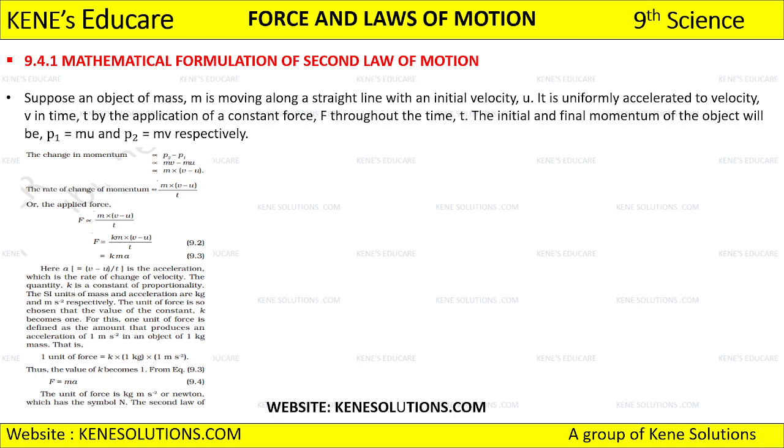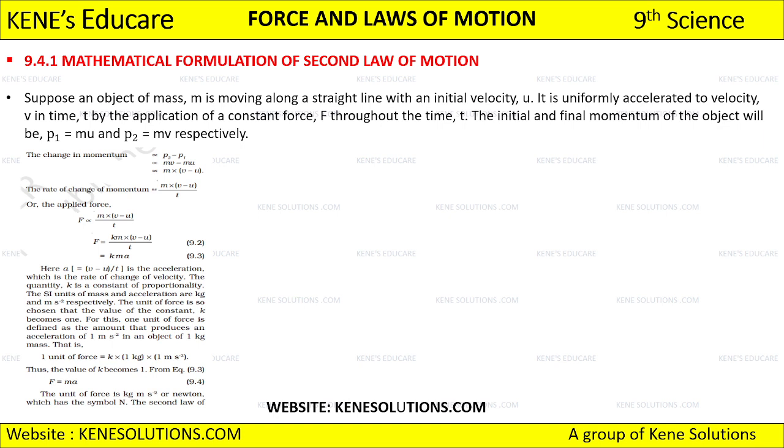And now because we have time over here, we need to calculate the rate of change of momentum as well. Rate of change of momentum is equal to m into v minus u upon t. What is it equal to? m into v minus u upon t.